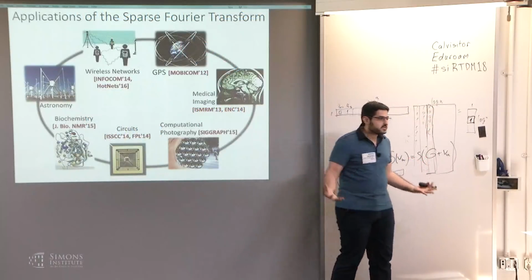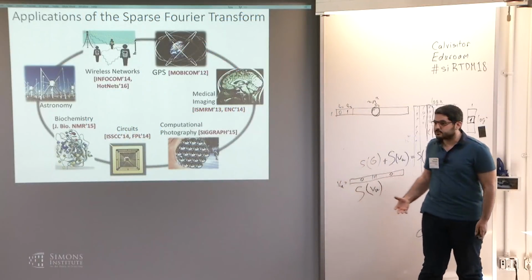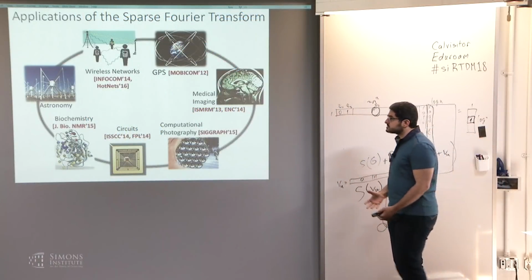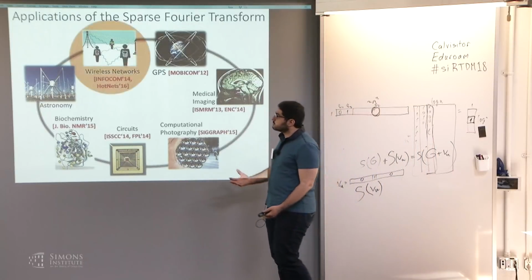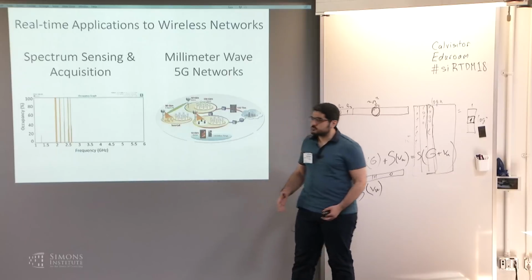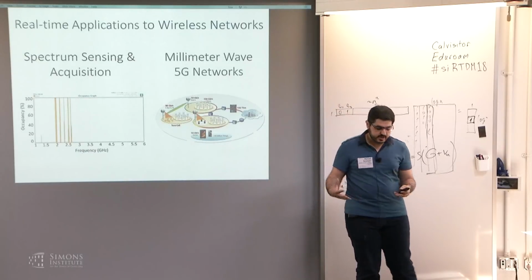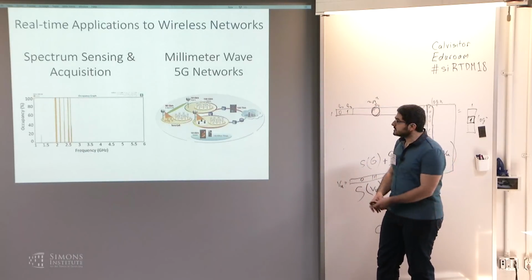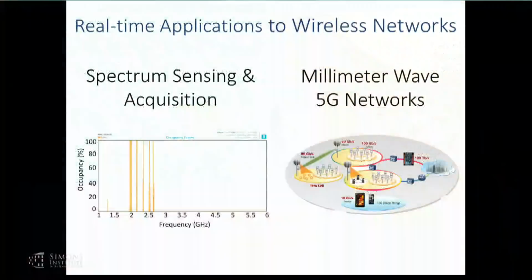Now, since this workshop is on real-time decision making, I'm going to focus on real-time applications, and specifically on wireless networks. I'm going to talk about two main applications of the Fourier transform. The first is spectrum sensing and acquisition, and the next is millimeter wave 5G networks.